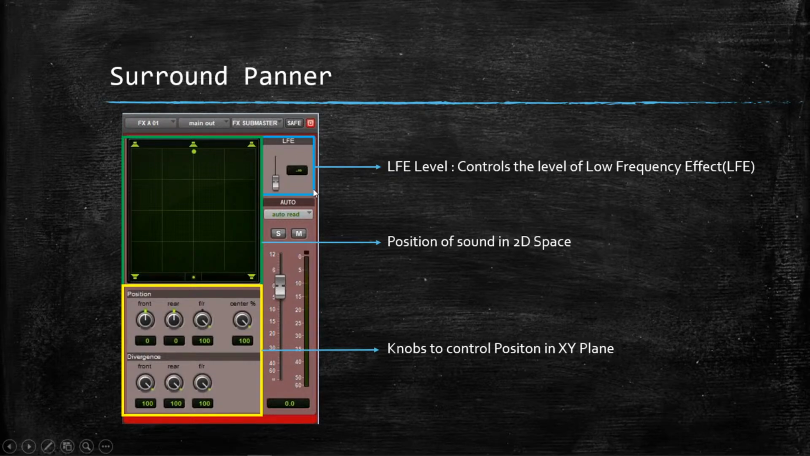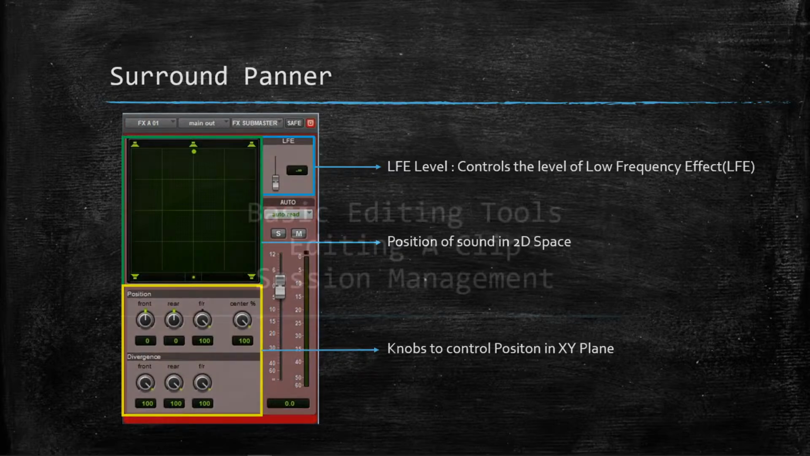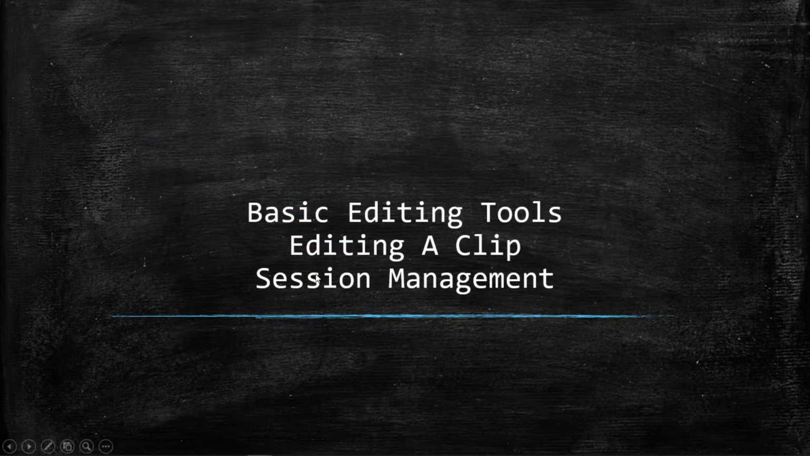That is where you use the LFE, and most of the time you use it for sounds having more low frequency, so that you have the subs going into the subwoofer. It determines the amount of low frequency going into the subwoofer. And then you have the fader, the automation mode, the solo and mute. So this is a basic introduction to a surround panel. Then moving on, I'll show you basic editing tools, editing a clip, and session management. So we'll move on to Pro Tools.